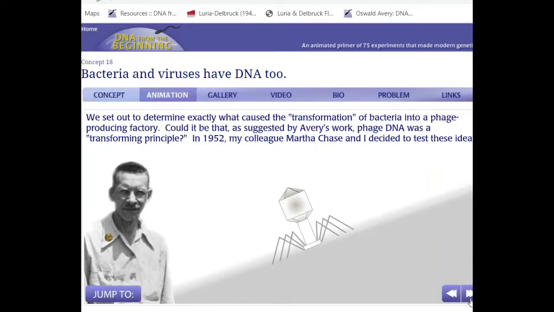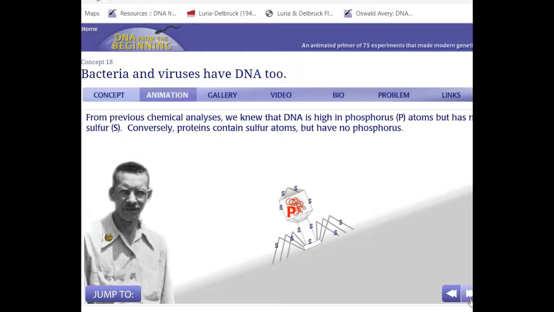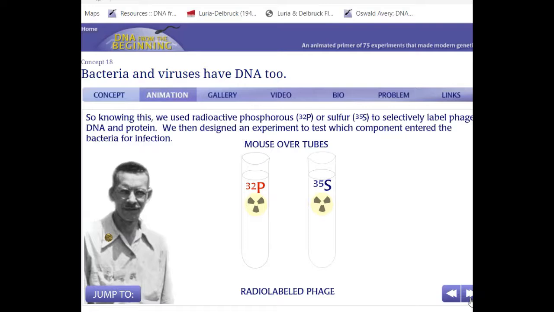Now they needed to find out what exactly caused the transformation of the bacteria into a phage-producing factory. Could it be, as Avery's work suggested, that phage DNA was a transforming principle? Hershey was curious, and along with his colleague Martha Chase, they decided to test these ideas. From previous chemical analysis, they knew that DNA is rich in phosphorus and has no sulfur, while proteins contain sulfur atoms but no phosphorus. Knowing this, they used radioactive phosphorus and sulfur to selectively label the phage DNA and the protein, and they designed an experiment to test which component entered the bacterium for infection.